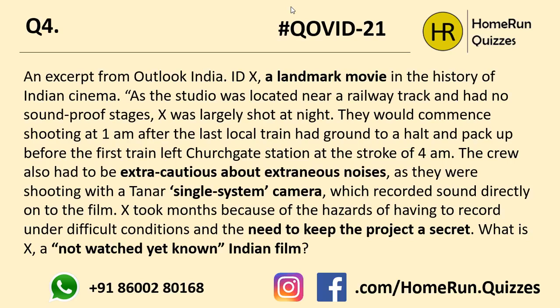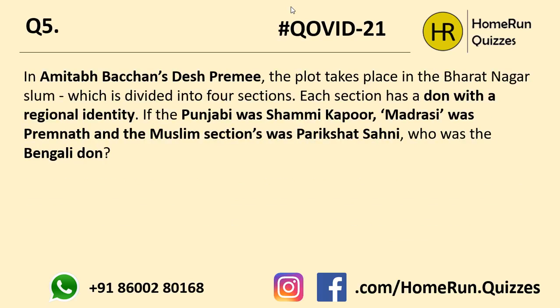So, moving on to question number 5 is this. In Amitabh Bachchan's 1982 film Desh Premi, the plot takes place in the Bharatnagar slum, which is divided into 4 sections. Each section has a don with regional identity. If the Punjabi was Shamsher Raj Kapoor or Shami Kapoor, the Madrasi don was Prem Nath, and Muslim section's don was essayed by Parikshit Sahni, the son of legendary Balraj Sahni, or as you can call him, Hitler Qureshi from Three Idiots, who played the Bengali don's role.